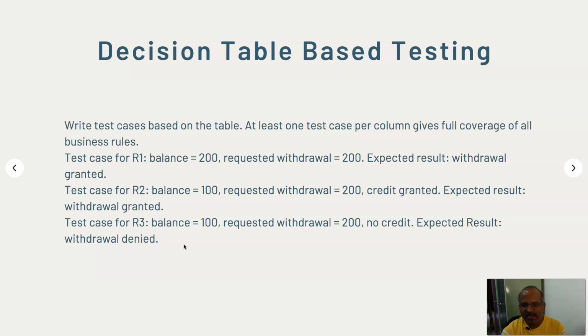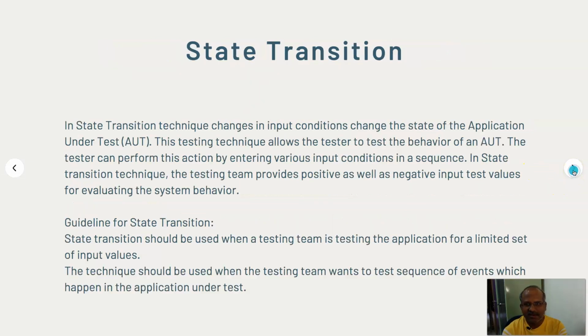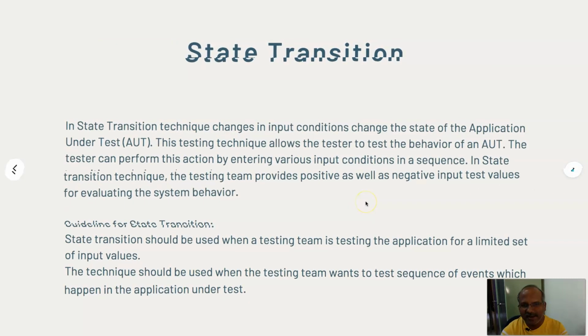Whenever you see multiple inputs and one output, making a decision table and creating scenarios from the decision table is easy, instead of writing long text and things like that. So this is the decision table technique, right? Then another technique is called state transition, right?